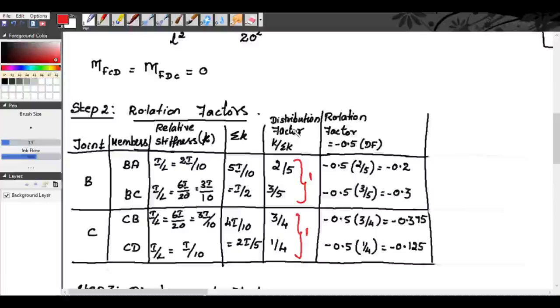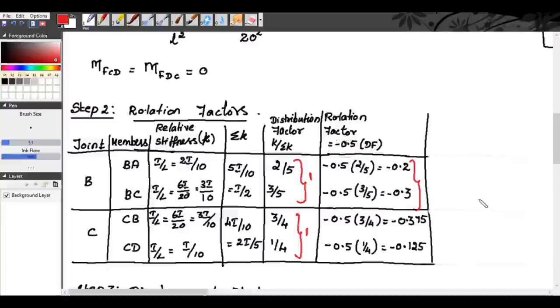Okay. Now, from distribution factor, we will find the rotation factor. Rotation factor is equal to minus 0.5 times the distribution factor, or minus half of distribution factor. So, minus half of 2 by 5, we get minus 0.2. Minus half of 3 by 5, we get minus 0.3. Minus half of 3 by 4, we get minus 0.375. And minus half of 1 by 4, we get minus 0.125. Now, you can add these. You should get minus 0.5.